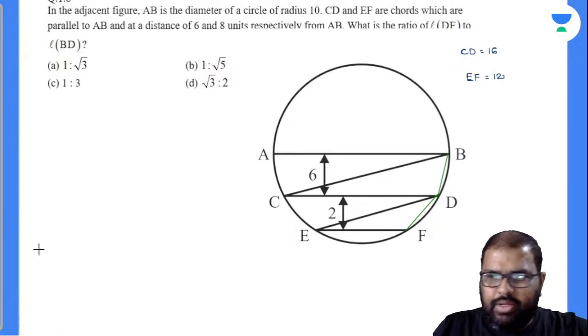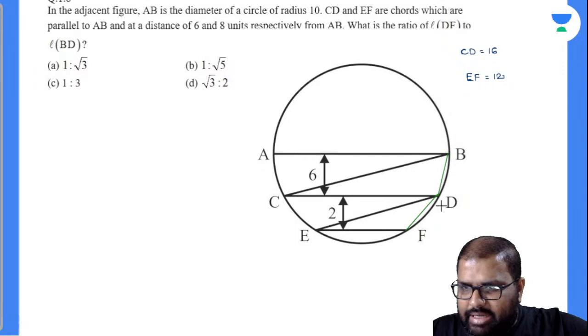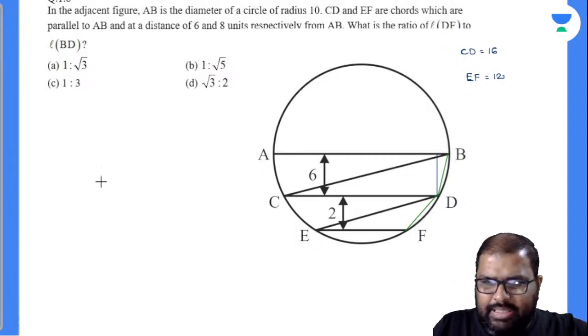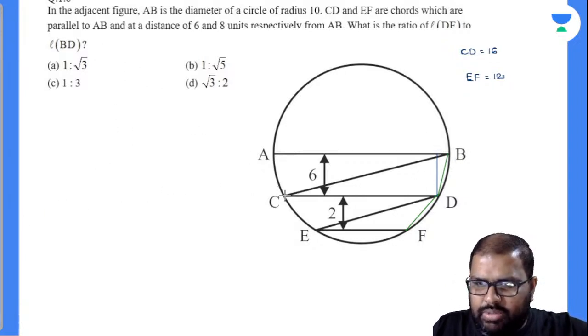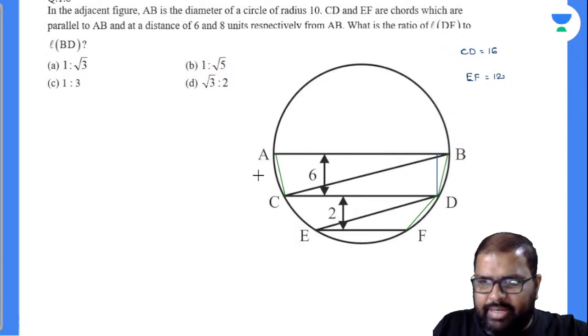So see here how I will solve it. I will drop a perpendicular exactly like this. And see here, this will be the same thing on the left hand side also. Am I right or wrong? AC will also be same. AC is equal to BD. Everybody should accept this.